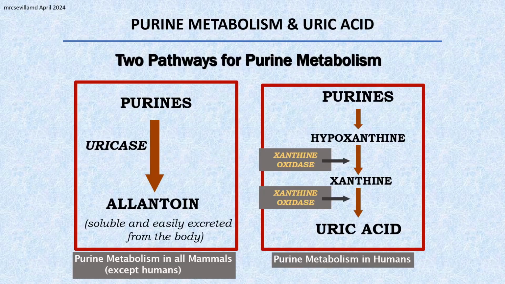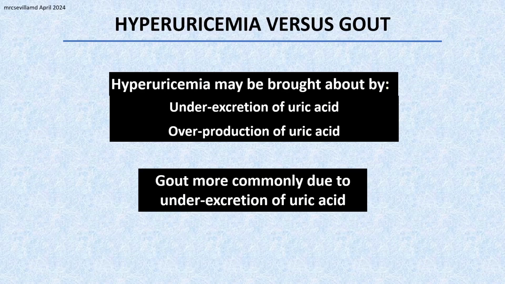The accumulation of uric acid in the body is primarily driven by evolutionary changes. Mammals have the enzyme uricase, which breaks down the purines into allantoin, and this is easily excreted from the body. But uricase is no longer present in the human body, and instead, purines are converted by the enzyme xanthine oxidase into uric acid, which then accumulates within the body tissues. So the main difference between hyperuricemia and gout is that hyperuricemia is due to underexcretion and overproduction of uric acid, while gout is more commonly due to underexcretion of uric acid.